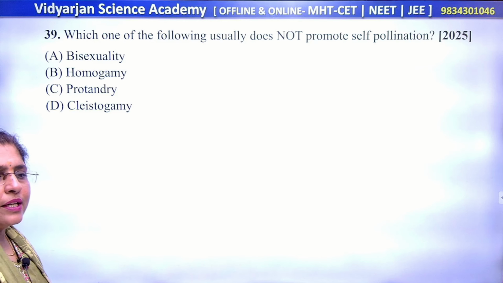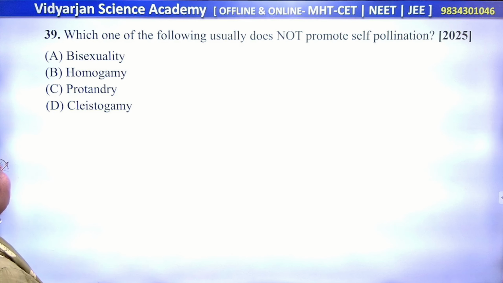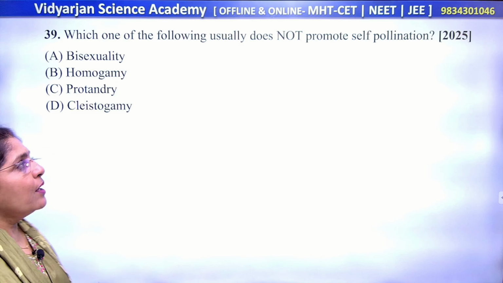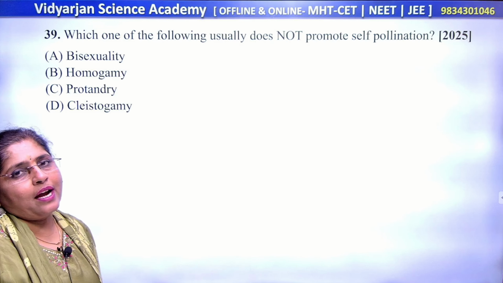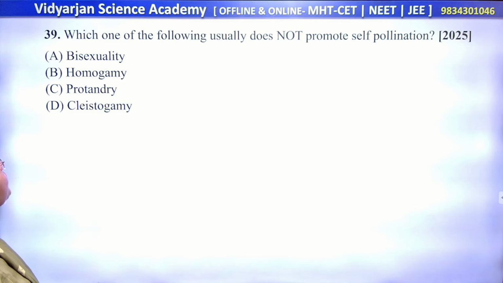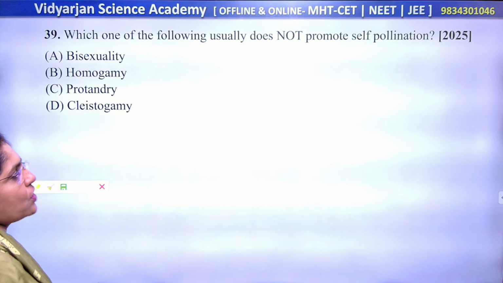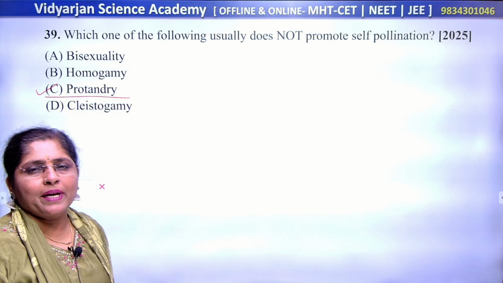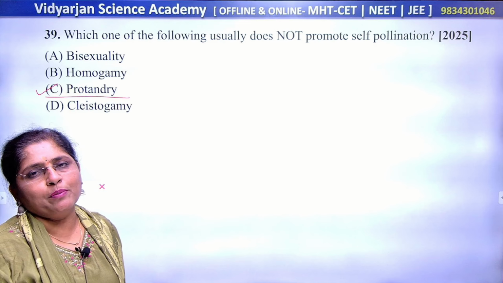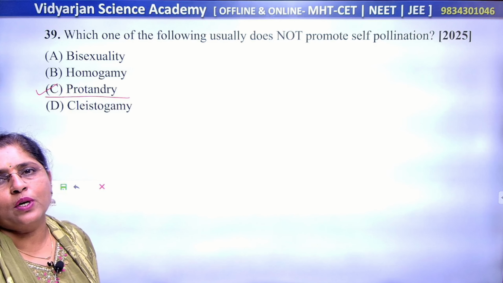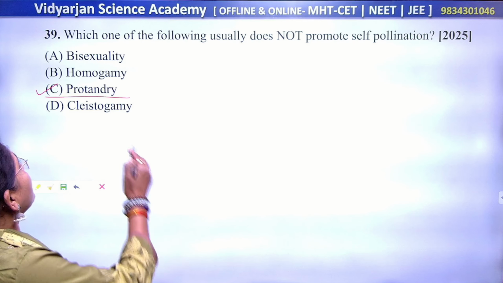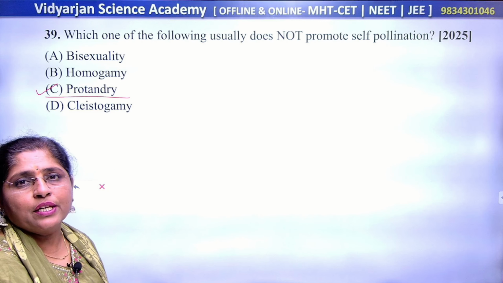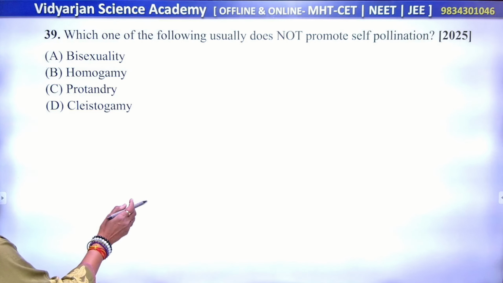Option one is bisexuality. Number two is homogamy. Number three is protandry. And next is cleistogamy. So what should be your answer? Your answer here, the one which avoids self-pollination, is protandry. You should prepare a chart for this so that you will be able to trace out all the types of pollination. So for question number 39, our answer is C. C is the correct answer.